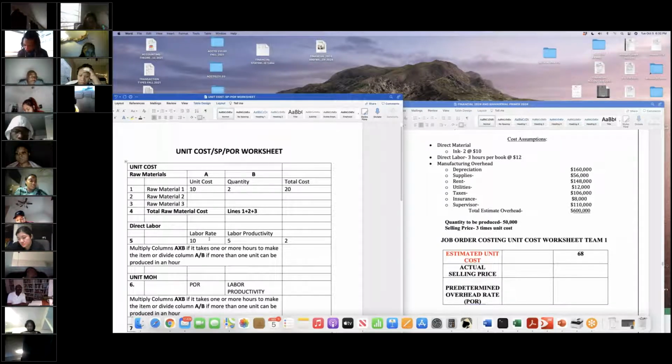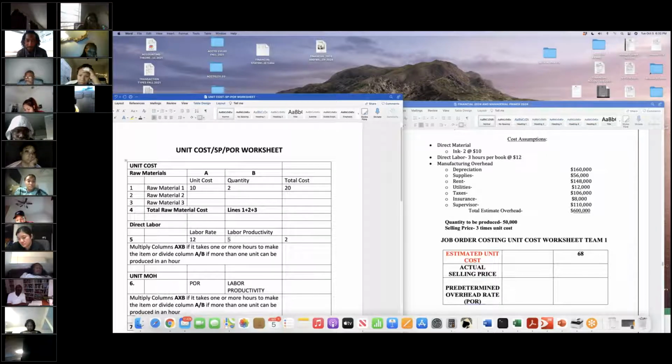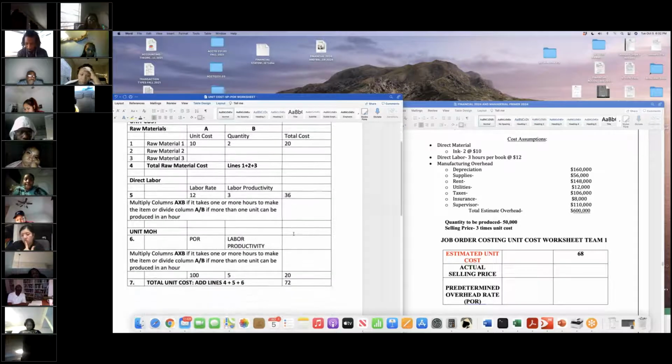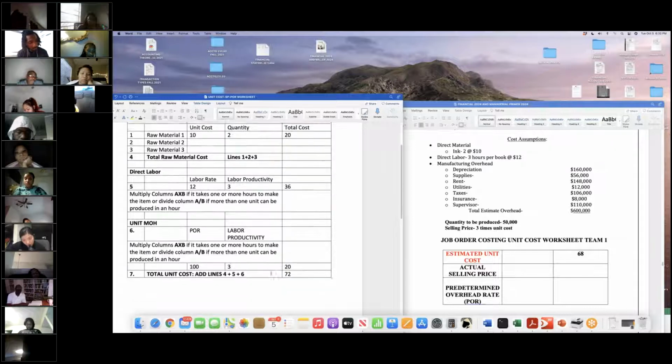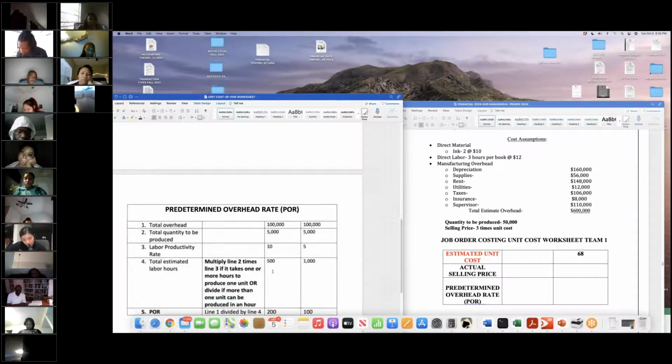Okay. So the labor was what? The rate was 12. 3 hours at $12. So if you work 3 hours, $12, how much money you want? 36. You want $36. So we're going to use that same productivity rate here, but we've got to go through and make our calculations.